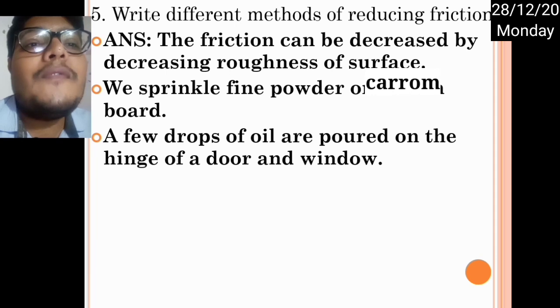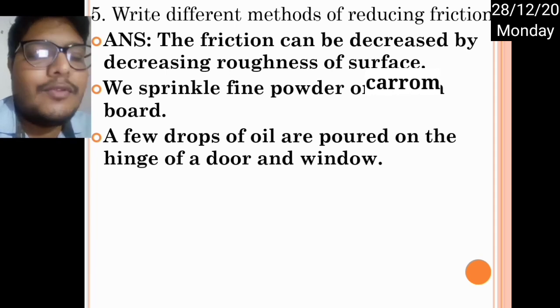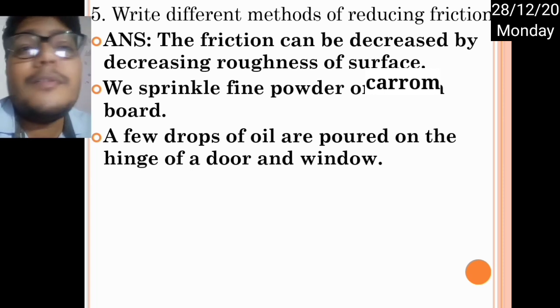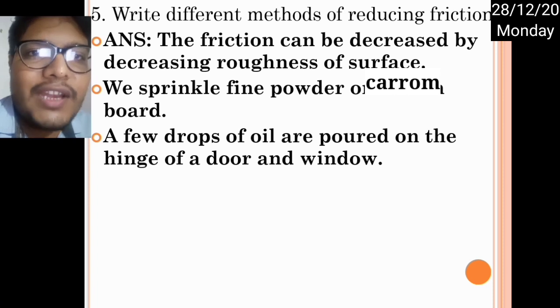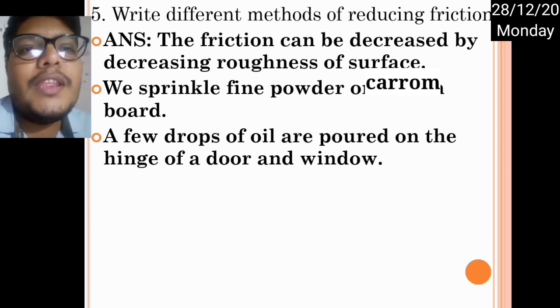See the second one. A few drops of oil are poured on the hinges of doors and windows. A specific kind of sound comes when you close or open the door, right? To decrease that sound, we apply some drops of oil on the hinge joint of our doors and windows, so that the sound will decrease.